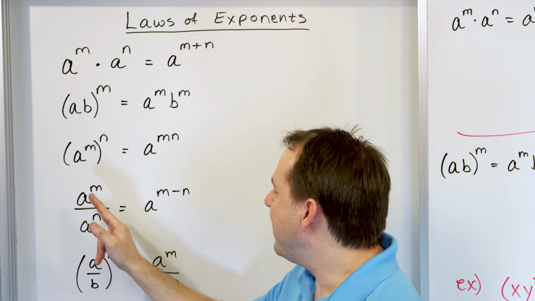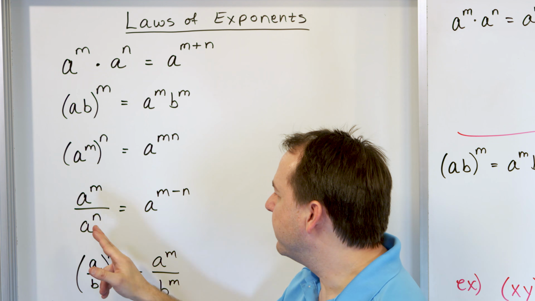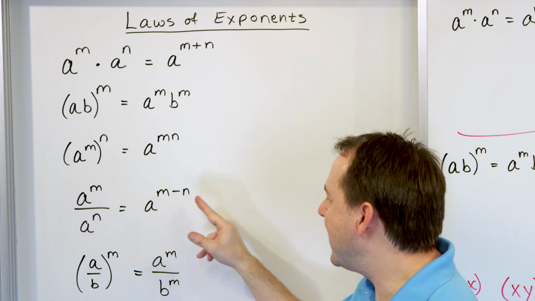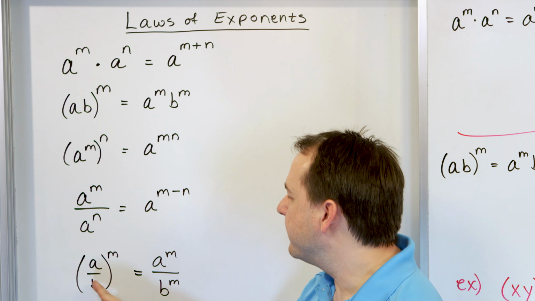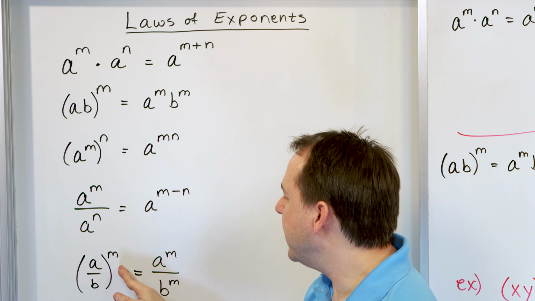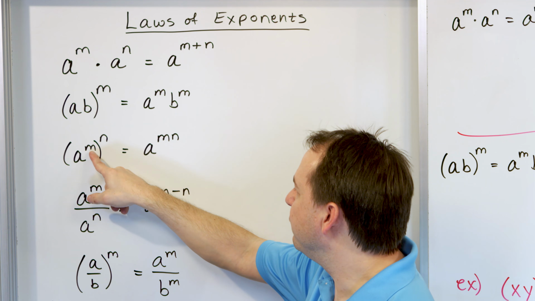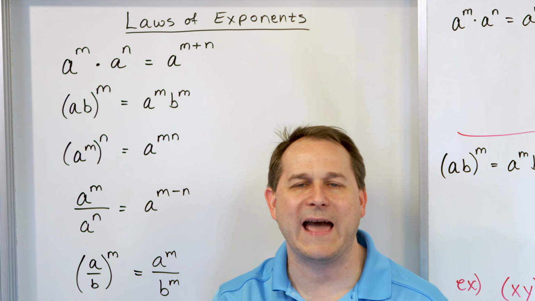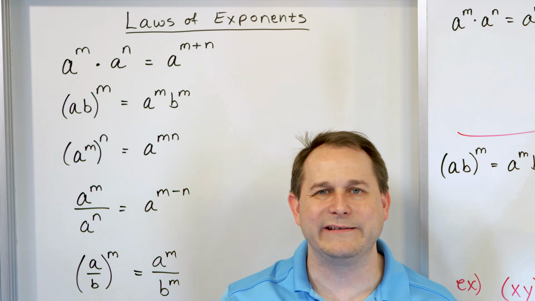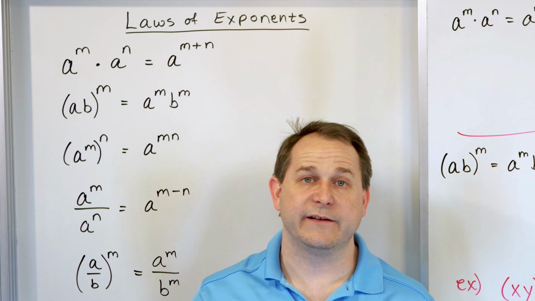When you have a power on the top and the bottom of a fraction with the same base, you just subtract the exponents. And then when you have a fraction, you apply the exponent to the top and to the bottom separately, which really is the same thing as what you're doing here and also what you're doing here. So if I had to boil it down to 3 sentences, I would basically say the following thing.